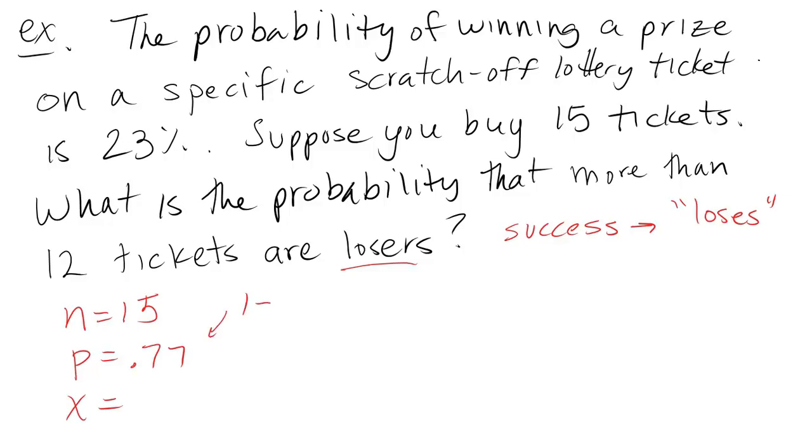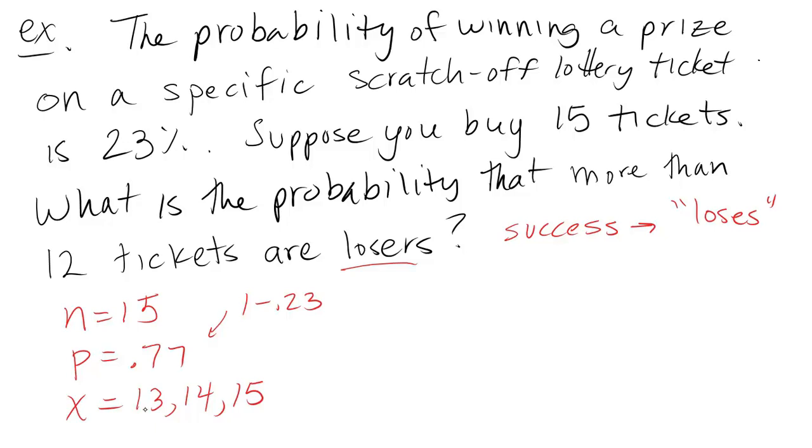That comes from doing 1 minus 0.23. We want the probability that more than 12 tickets are losers. Well, the successes are the ones that lose, and so more than 12 would not include 12. That's 13, 14, and 15. We stop at 15 because there are only 15 tickets being sold. Your calculator is not built to start at 13 and end at 15. So Binomcdf can't be used on this list on its own.